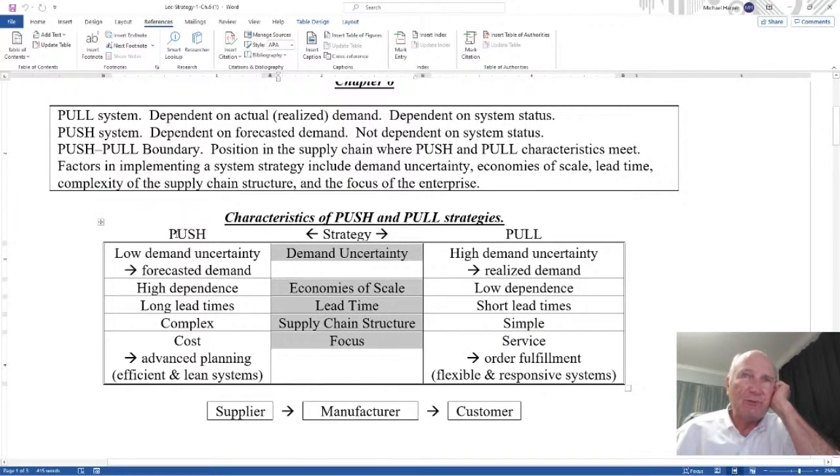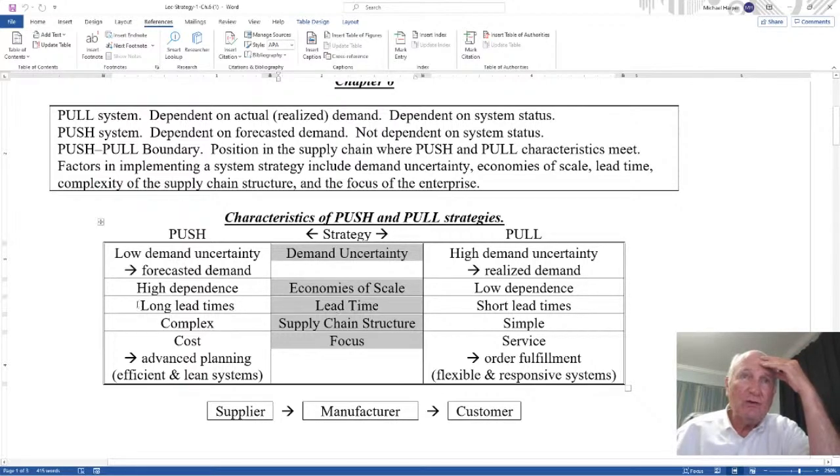Demand uncertainty for a push system. It's low uncertainty, forecasted demand, so you can forecast it, and the variability is very, very small. Over here, it's high demand uncertainty, and so you don't try to forecast it. You wait until it happens and it's realized demand. Economies of scale, because you can forecast the demand, you can have high dependence on economies of scale. Since it's very uncertain, low dependence on economies of scale.